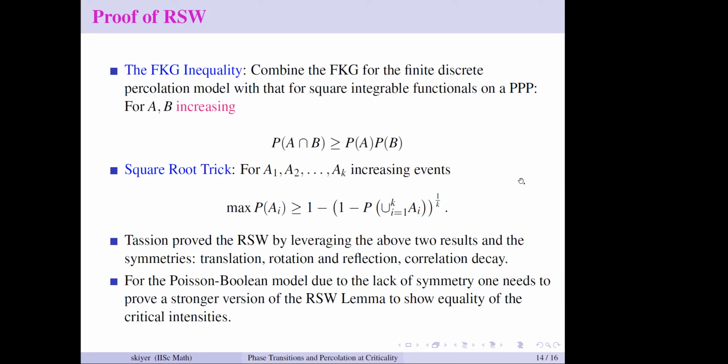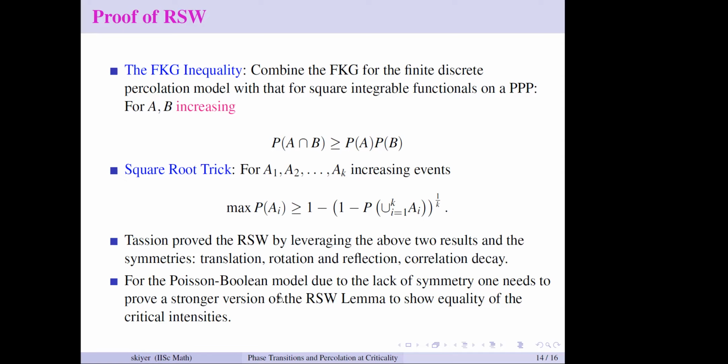If you break it up into, say, 10 pieces, one of those 10 pieces will have probability going to 1. So that's a kind of interesting upshot of this square root trick. And so what you'll do is leverage this FKG, the square root trick, and the invariance under translation, rotation, and reflection. So these are part of the usual toolkit. What you need also is to somehow control the correlation decay. You have to see how fast these dependencies decay, and you need to bring that in appropriately.